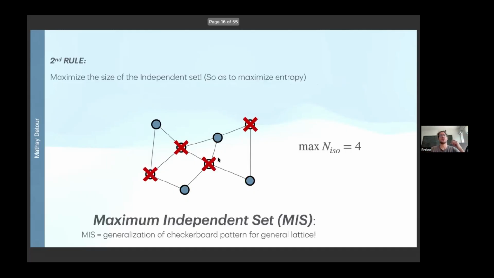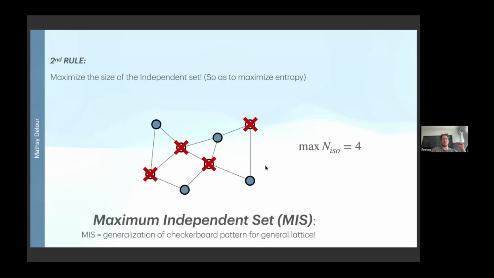But there is also a second rule, because the checkerboard pattern cannot be any independent set. We also want to maximize the size of the independent set, so as to remember, we don't want only to have isolated vertices. We also want to accommodate the highest amount of isolated vertices in my network, because every vertex at the end will fluctuate. And so every vertex contributes with some entropy, and you want to maximize the total entropy. For example, in this network, you see that the maximum independent set, meaning the independent set with maximum size, consists of four isolated vertices.